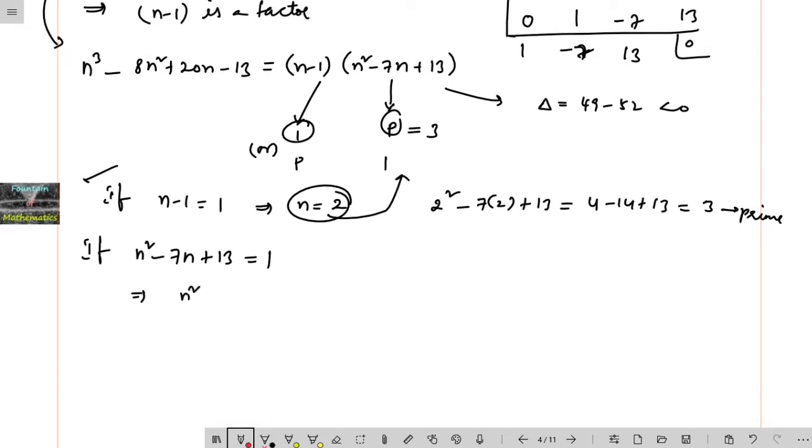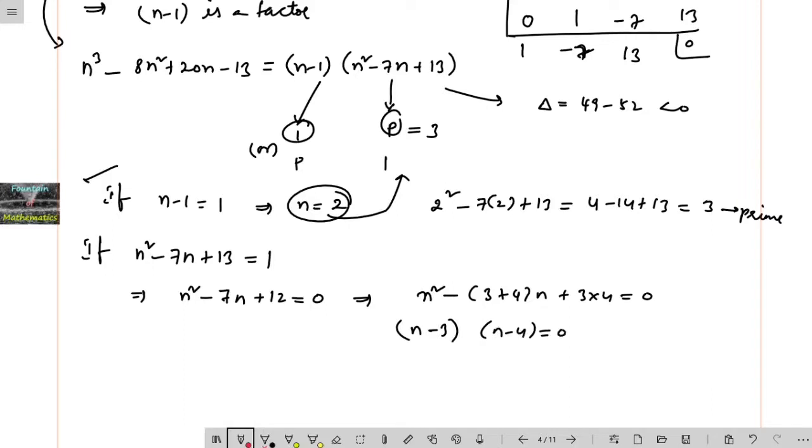n square minus 7n plus 13 minus 1 plus 12 is equal to 0, and this can also be written as n square minus (3 plus 4) of n plus 3 into 4. So this is (n minus 3) into (n minus 4), the factors. So we'll be getting n is equal to 3 or n is equal to 4. Two values are here, n is equal to 3 and 4. If n is equal to 3, what is the other case here?